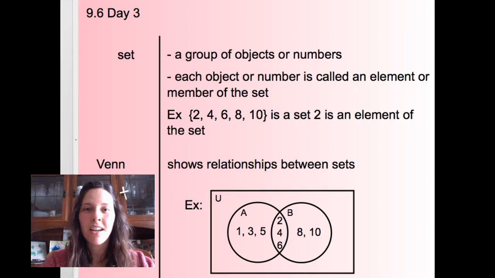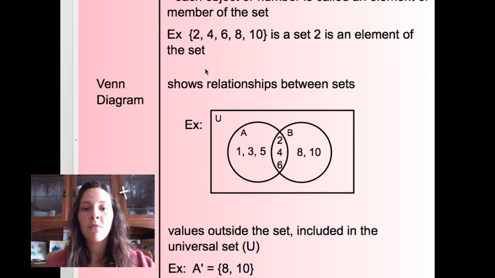So first of all, looking at the vocab. Our first vocab term is set, and that's just a collection of objects or numbers. Each object or number in the set is called an element. So for example, I gave you the set 2, 4, 6, 8, and each element, for example 2, would be a number in that set.